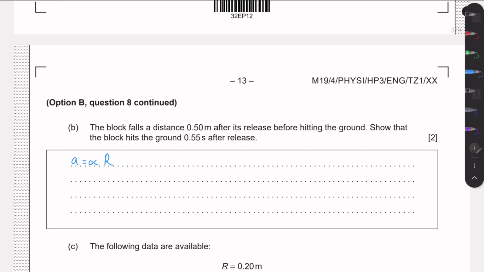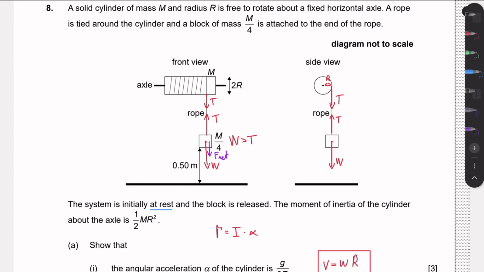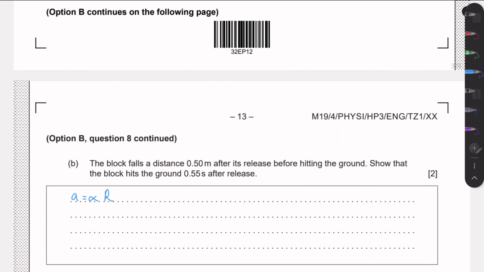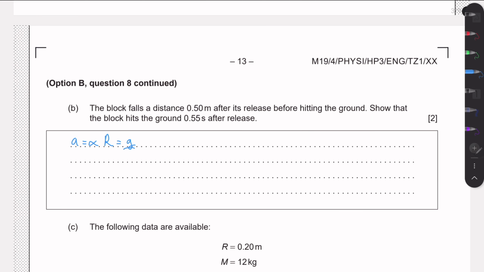So here we just want to bring this problem back to a Suvat equation, the simple mechanics part. So this is not related to circular motion or rotational motion. We want to see the time fallen by this block, so we can calculate the acceleration of it, and then we can use a Suvat equation to solve it. So we know angular acceleration is g over 3r. So if we plug that in here, we'll find that the acceleration will be g over 3, which is 3.27 meters per second squared.